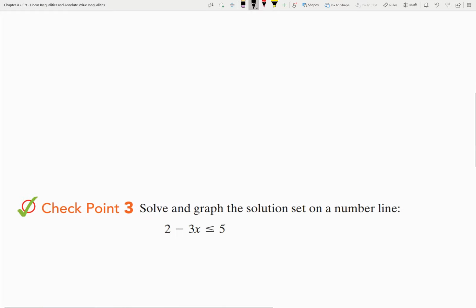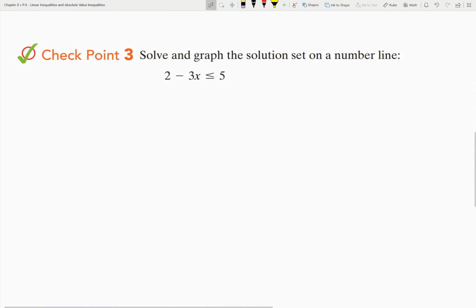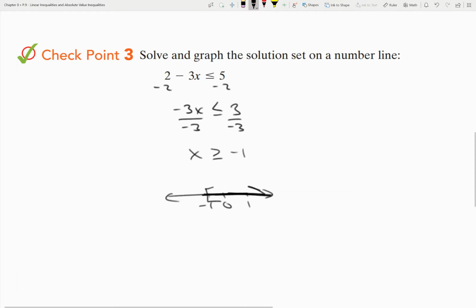Let's try another one. Same idea, isolate the variable, remembering that if we multiply or divide by a negative number, you must change the sense of the inequality. We are dividing both sides by -3, which means we change the sense of the inequality. My number line, x is greater than or equal to -1, so there's my graph, and my interval is from -1 to infinity.